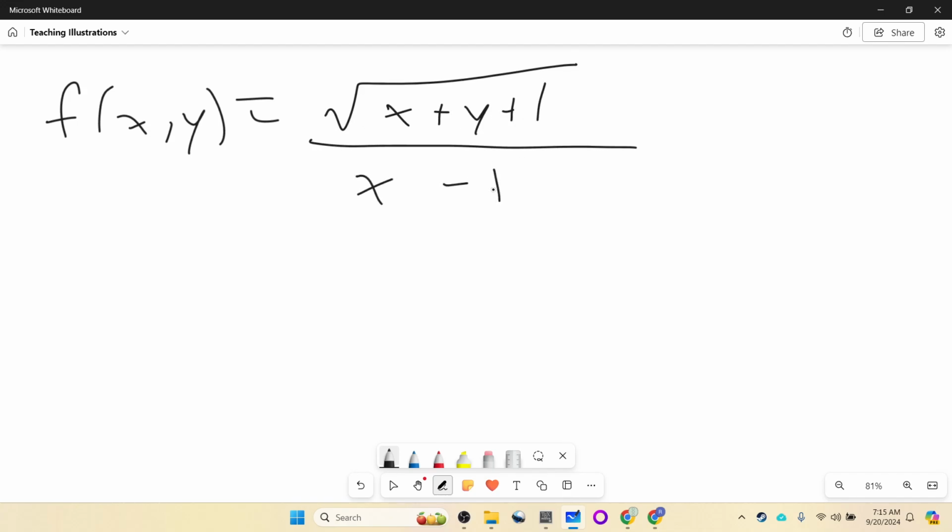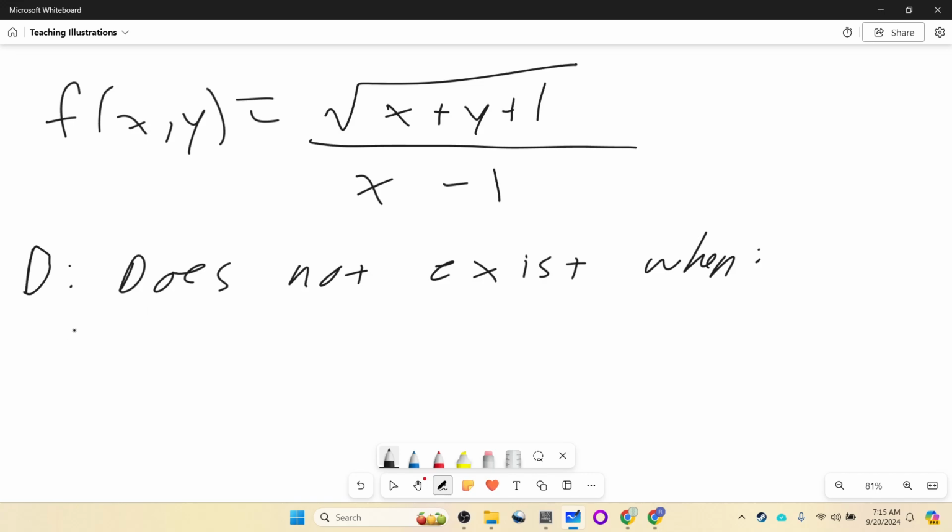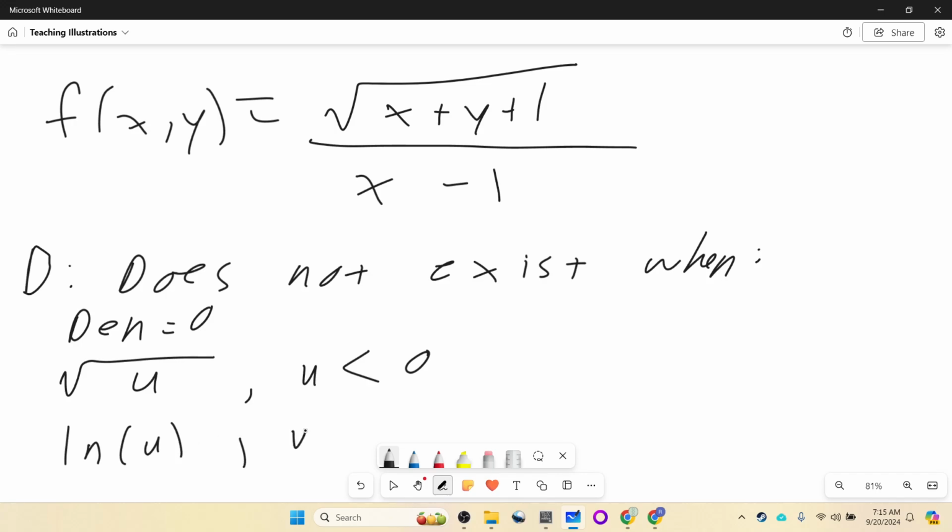The main ones we have is that a function does not exist when the denominator is 0, when the thing under a square root, let's give it a letter, it's a square root of u when u is less than 0. Also any type of logarithm, log of u, when u is less than 0, or less than or equal.